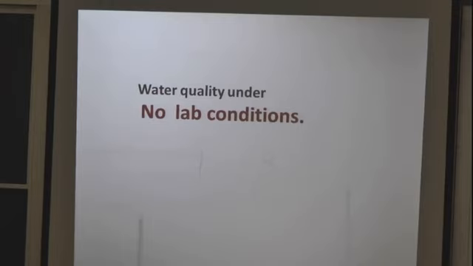So this organization, at the same time, is doing some quality assurance. They have established some standards, some limits for pumping for different aquifers.